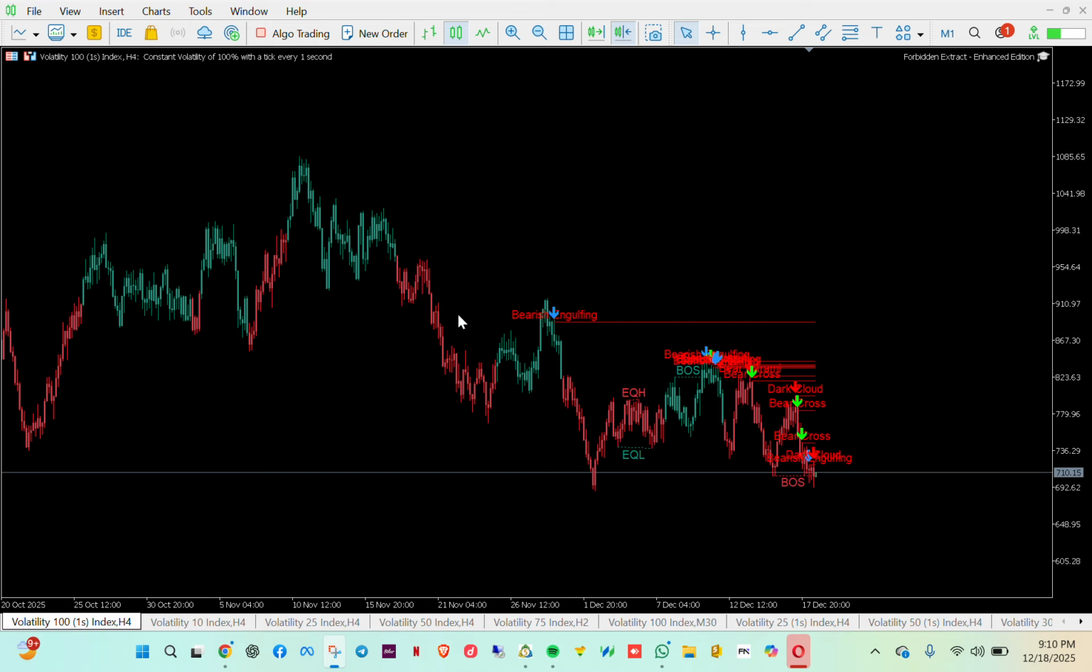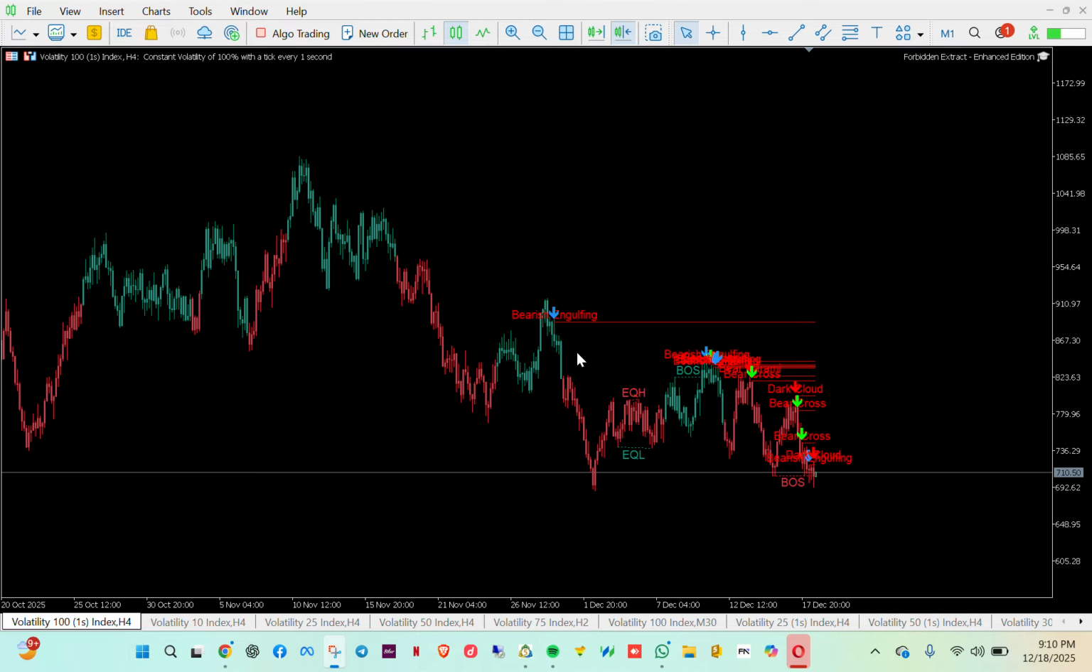All right, sir. What I'm going to be explaining is not going to take much of your time. Maybe 30-40 minutes and we are done. What we are going to be focusing on is the smart money concept indicator, and then we have the forbidden system indicator. Most people are used to the forbidden system indicator.